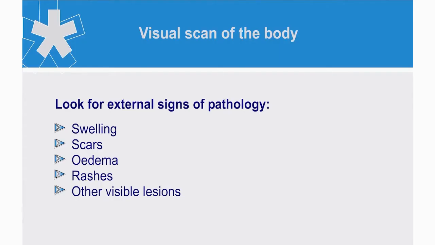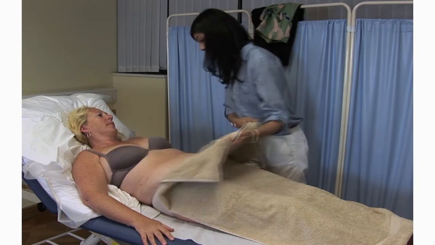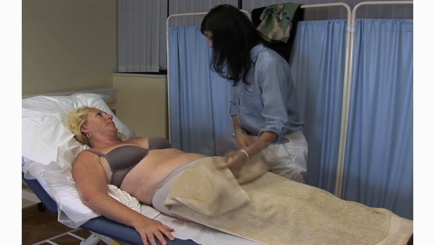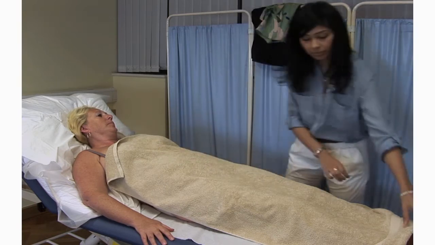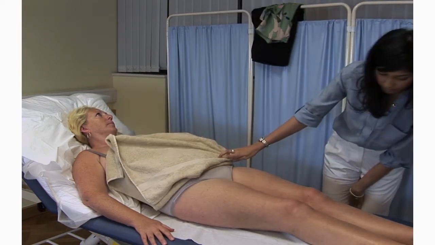It is useful to perform a thorough visual scan of the body for external signs of pathology. For example, swellings, scars, edema, rashes, or other visible lesions. This is a brief general scan. A more detailed examination will follow. This is done in a progressive regional approach rather than being system-based. Start with the face, then move to the neck, abdomen, then pelvis, and the limbs.